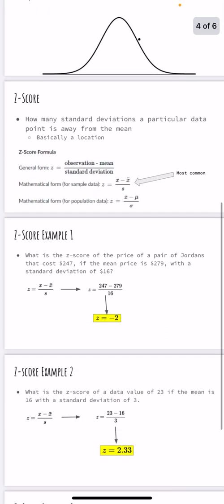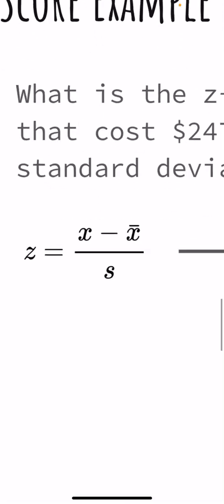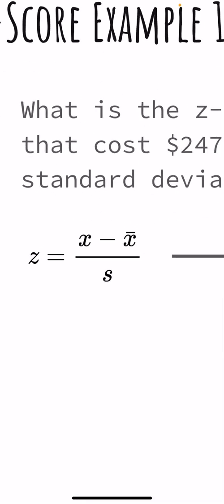Okay, example number 1. Let's say that I want to find the z-score of a price of Jordans that cost $247 if the mean price is $279 and the standard deviation is 16. So basically, I go to the store, I see that the shoes cost $247, and I want to know how good of a deal this really is. So the formula here is z equals x minus x bar, which is the mean, divided by s, which is standard deviation.